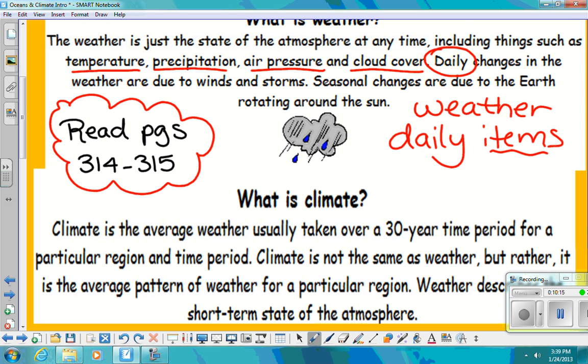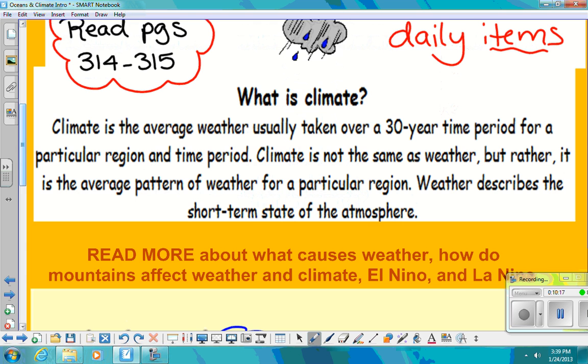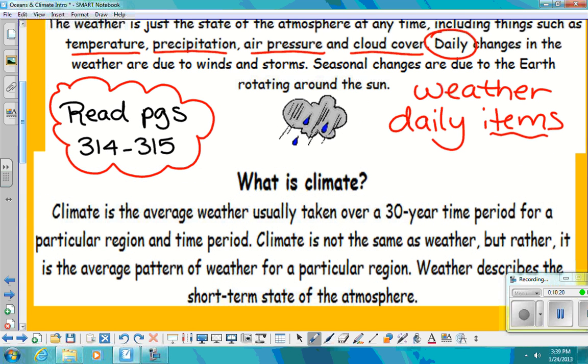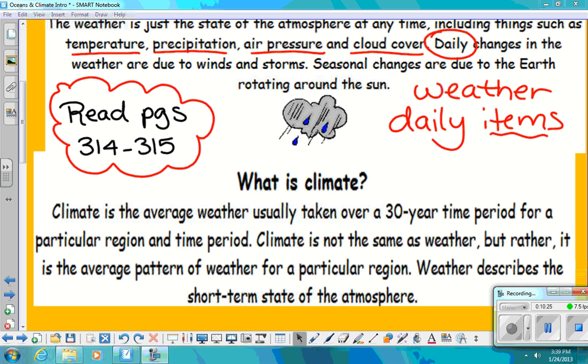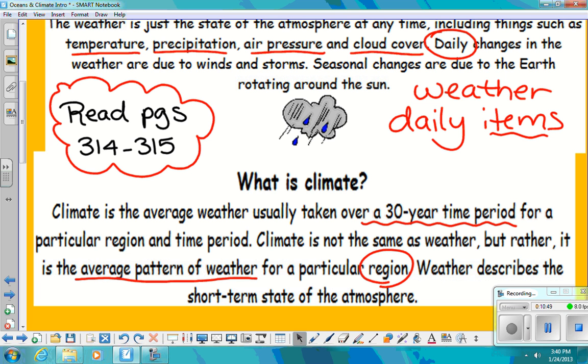When we talk about climate, we're talking about things that are long-term, collecting data over long periods of time, 30 years at least. And you're going to be collecting data about the temperature and the precipitation, and then you're talking about that region and its climate over a long period of time. That average pattern of weather is climate over 30 years.